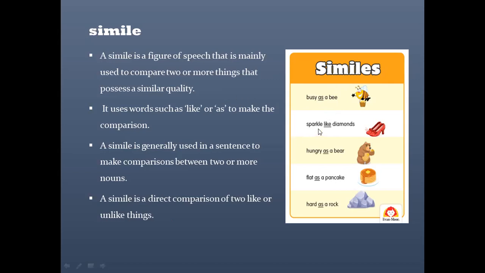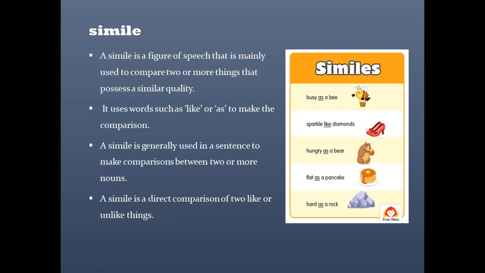And see the next example, sparkle like diamonds. So here, like is used to make a figurative comparison of a subject to have a shine like a diamond. For example, her eyes seem to be radiant like the sparkle of a diamond. It means that her eyes are sparkling like a diamond.